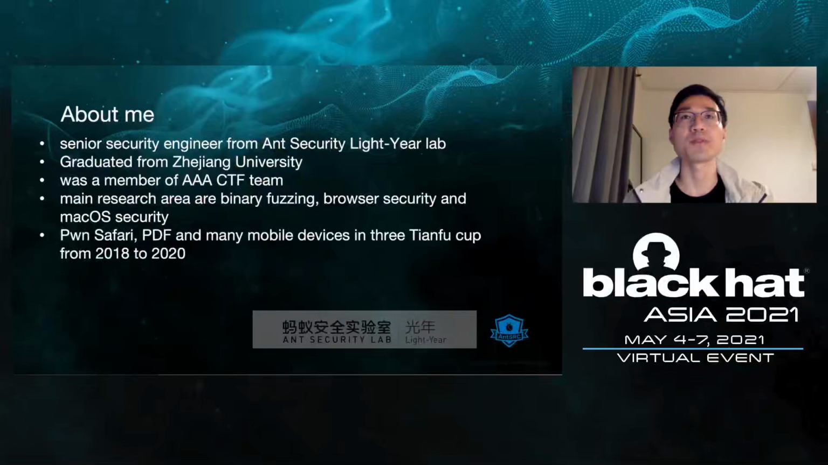Let me introduce myself first. I am a senior security engineer from Ant Security LightYL Lab. I graduated from Zhejiang University and was a member of the AAA CTF team. My main research areas are binary fuzzing, browser security, and macOS security. I pwned Safari, PDF, and many mobile devices in 3 Tianfu Cups from 2018 to 2020.